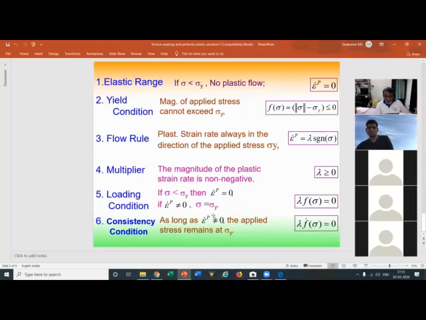Here also, if you remember correct, we said when the flow occurs, then the yield condition is met. That is, f is equal to 0. When the flow is not occurring, lambda is equal to 0. So the product of the two is equal to 0. The last condition, consistency condition, is derived from the previous one, where we say lambda times f is equal to 0. If lambda is equal to 0, then f dot can be any value. If lambda is not equal to 0, then f dot has to be equal to 0. What is f dot? The change in the yield condition is equal to 0. Or in other words, the stress is always on the yield line.